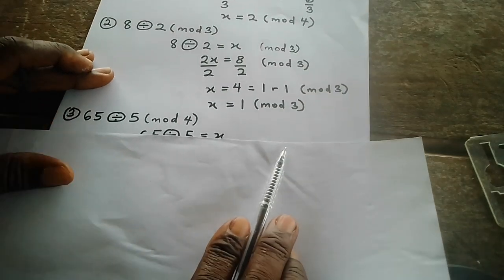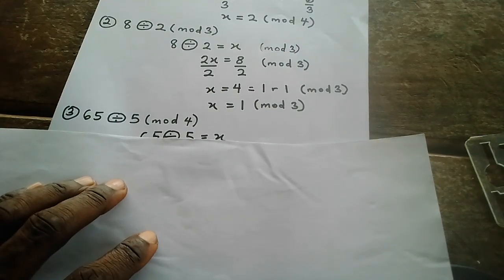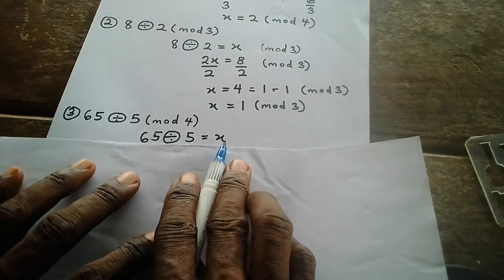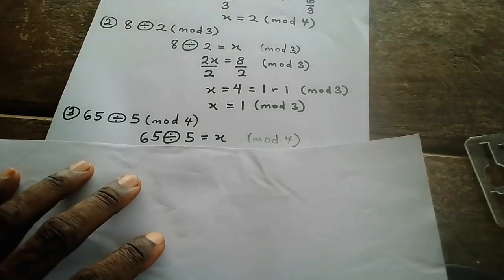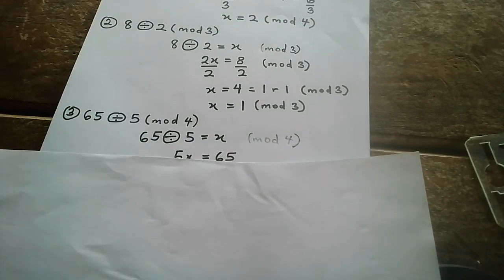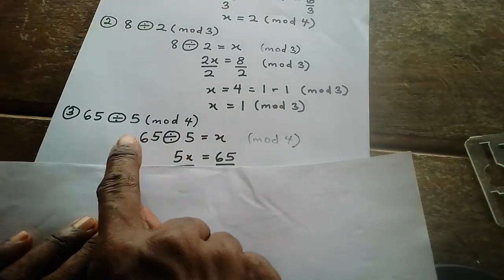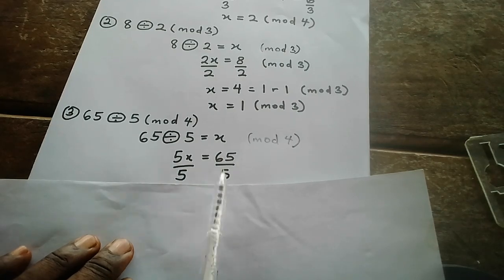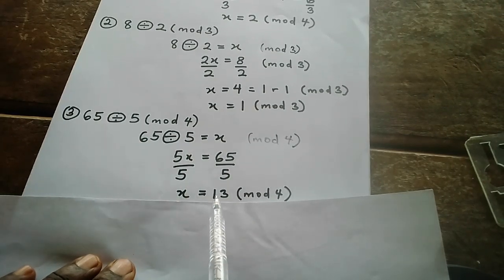Another example. If we have 65 divided by 5, we want it to be done in mod 4. So 65 divided by 5, let's say the value we want to get is x, to be done in mod 4. Now, when you multiply 5 by this x, it should give us 65. So if we divide both sides by 5, 65 divided by 5 gives us a whole number. The 5s cancel, remaining x here. 65 divided by 5 will give us 13.